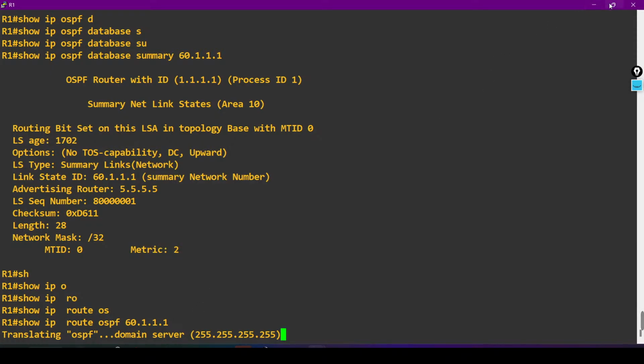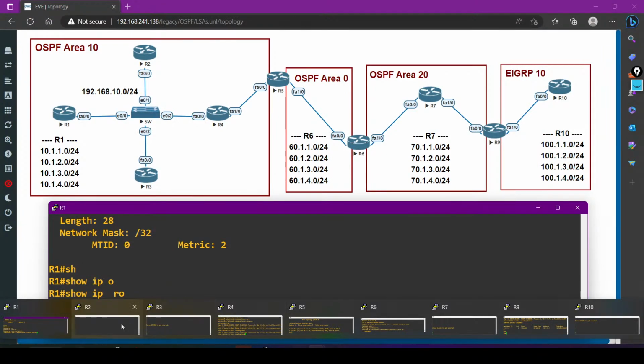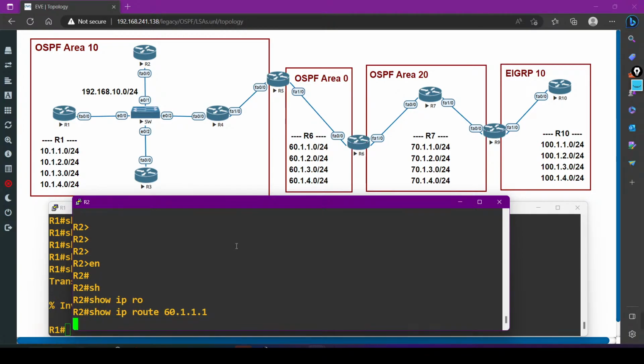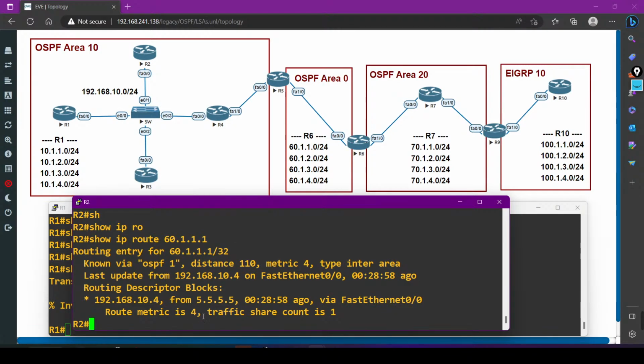So show IP route OSPF. Okay, on router number 2, show IP route 60.1.1.1. What is the cost? Is it clear now, Giri? Yes, sir.